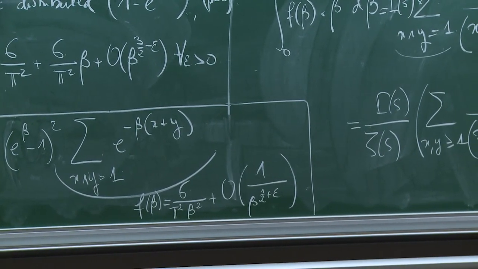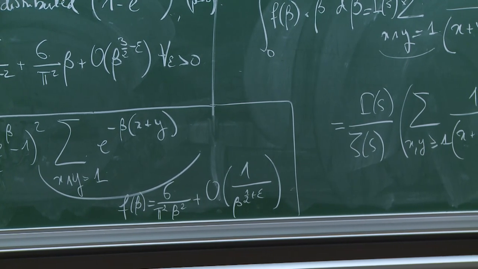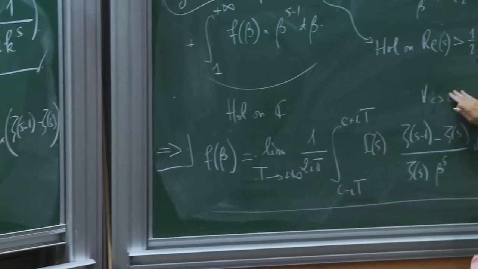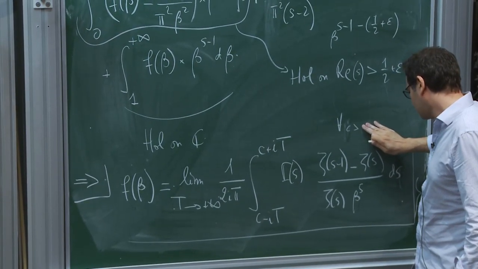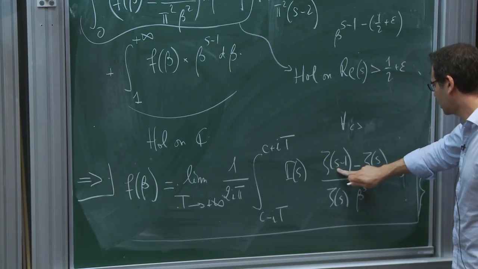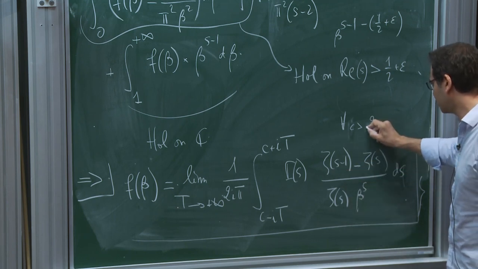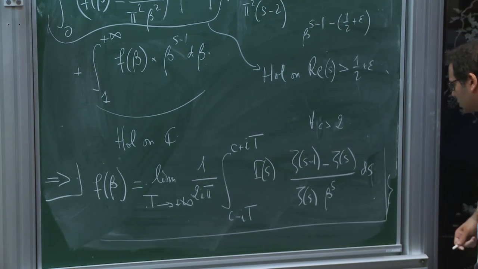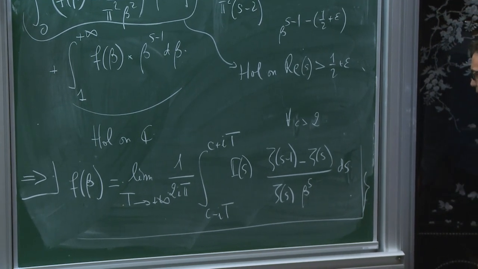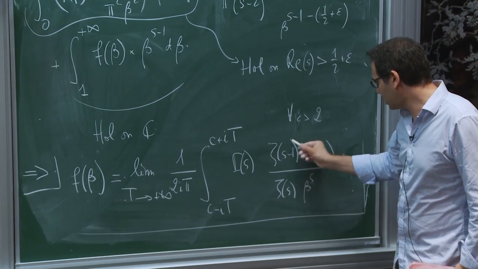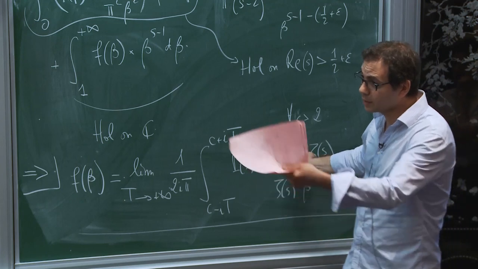You see, and you apply it for all C strictly bigger than... you have to avoid, strictly bigger than 2, I would say, in order to avoid. And for s equal to 2, you have here a pole, which is 1.